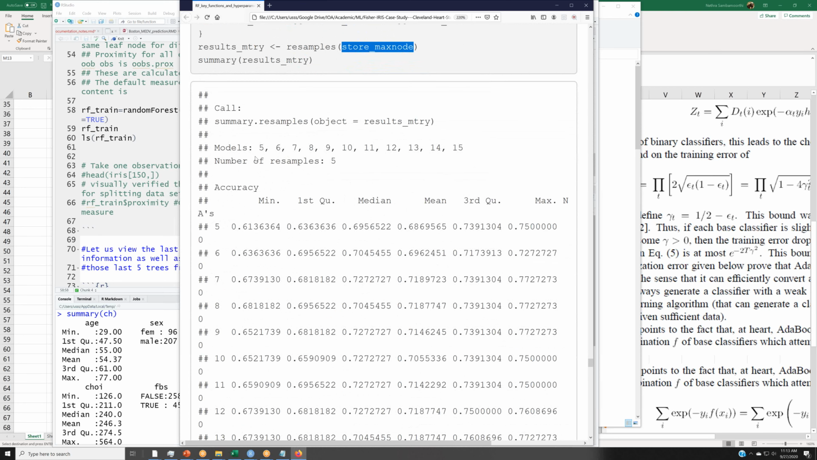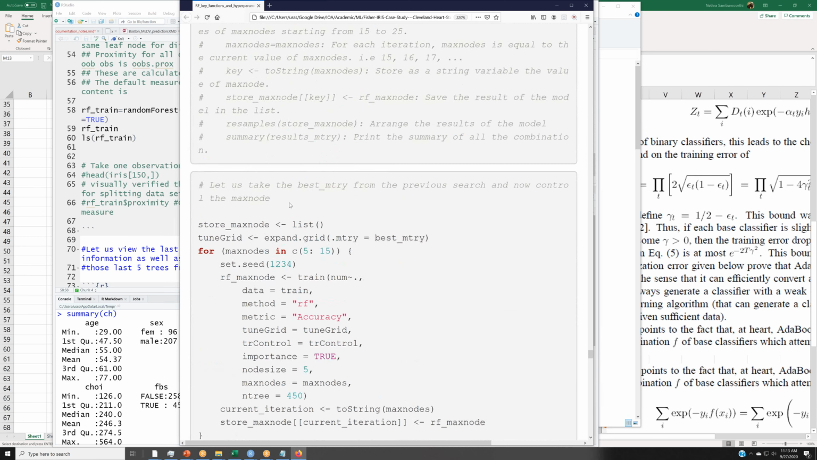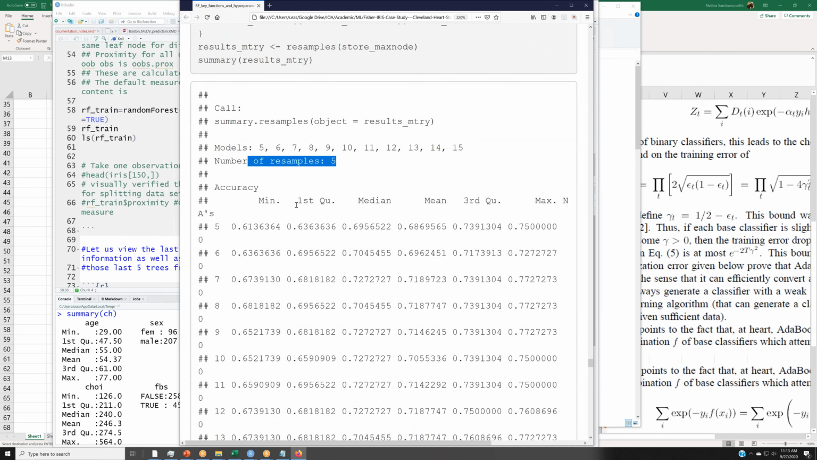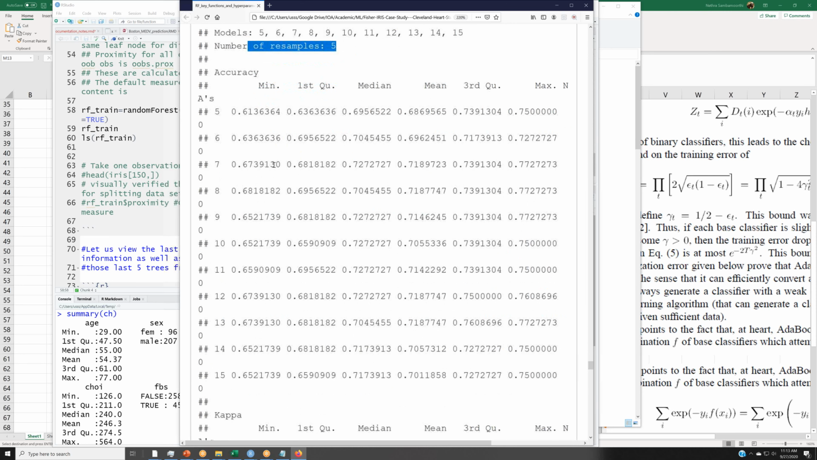And here it is, the models 5, 6, 7, 5 to 15. You remember the node size? These are the node sizes. Number of resamples is 5 because that's what we started with, right? Number of resamples is 5. The results mtry object is good. We are summarizing it. We are doing 5 times resampling.